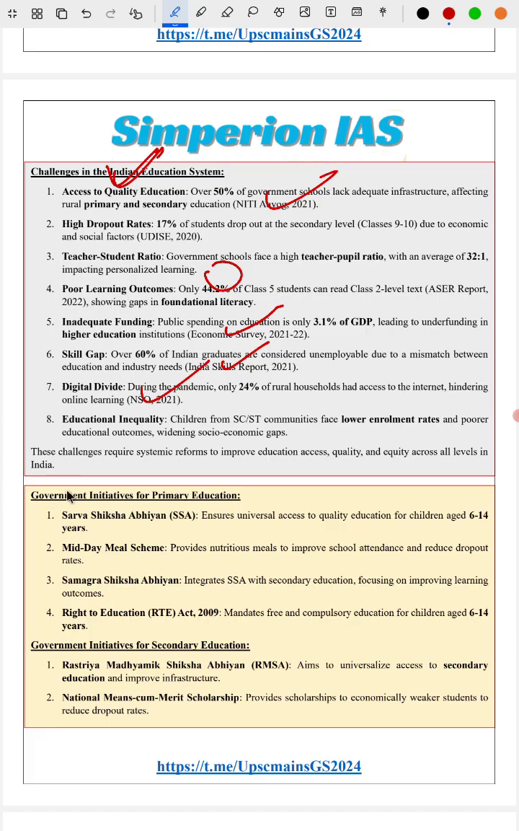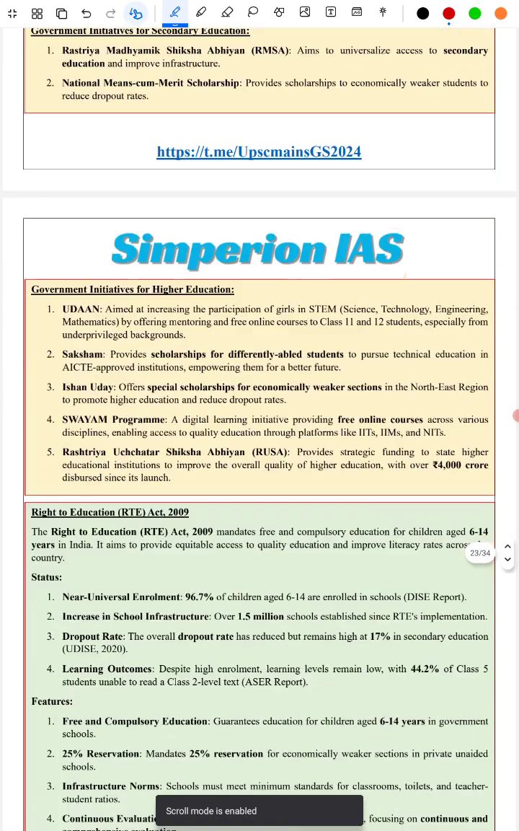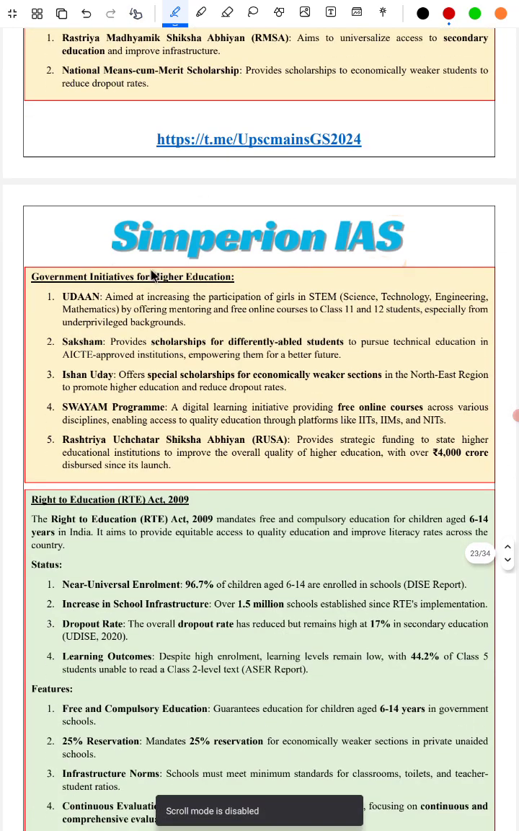Next is government initiatives. We have covered them layer-wise: government initiatives for primary education, government initiatives for secondary education, government initiatives for higher education.